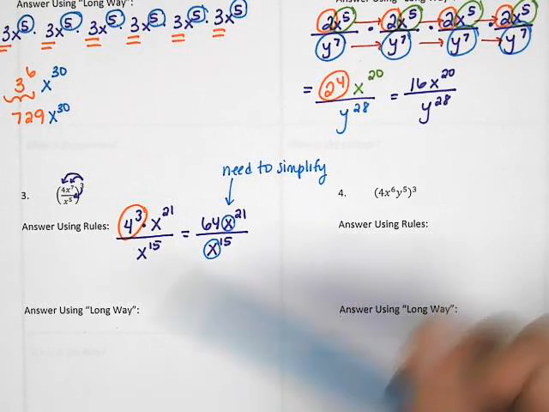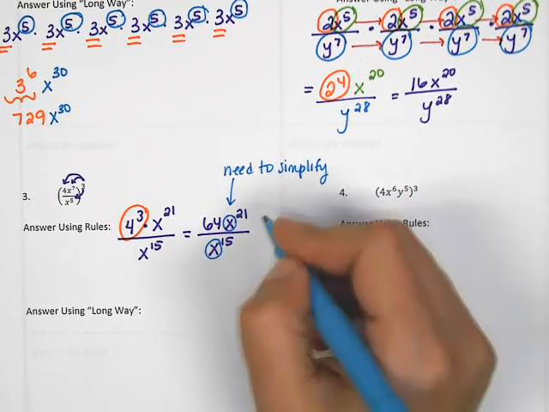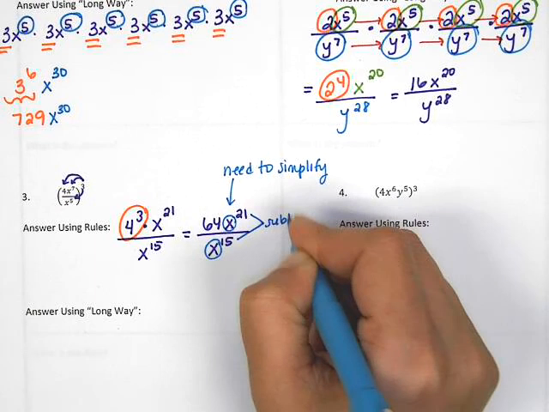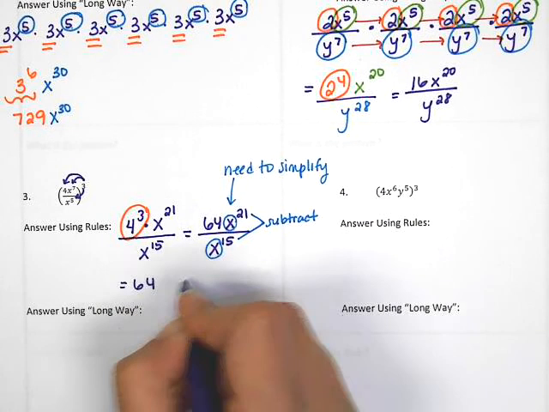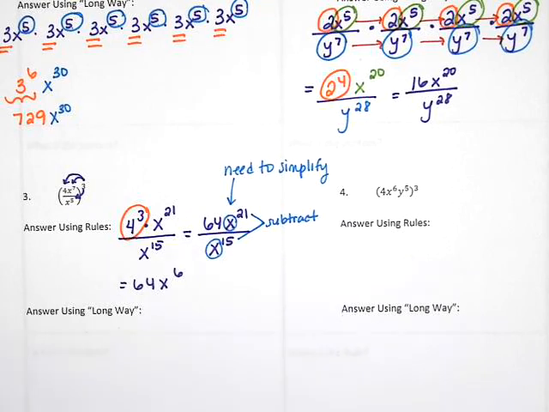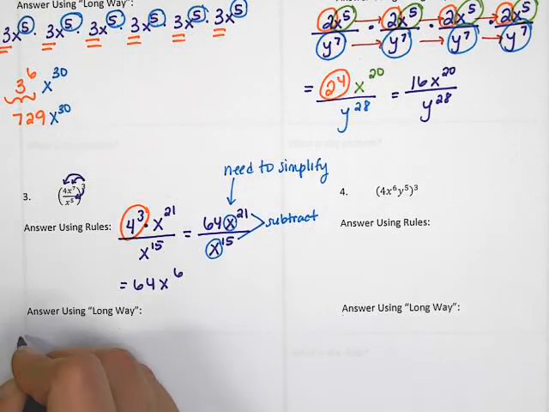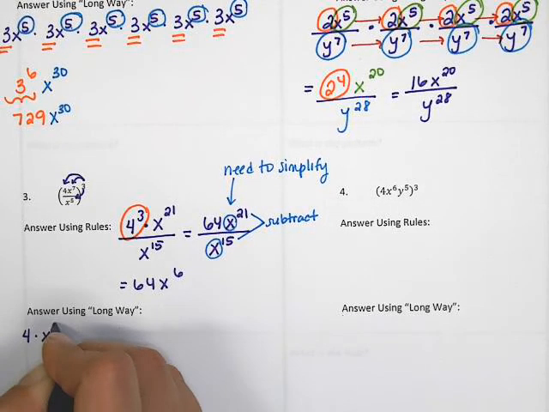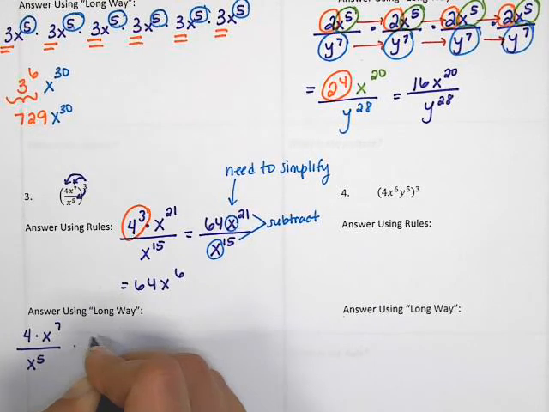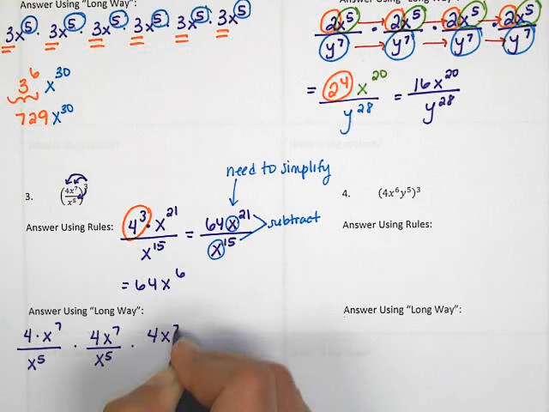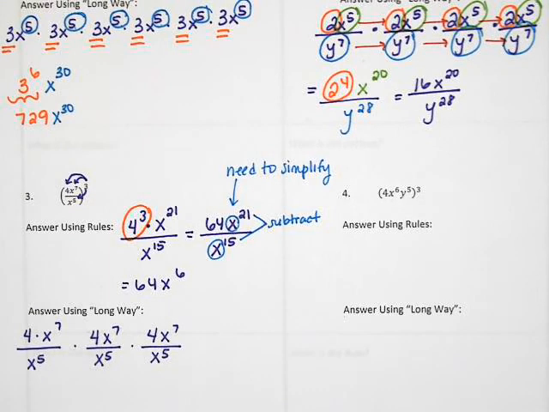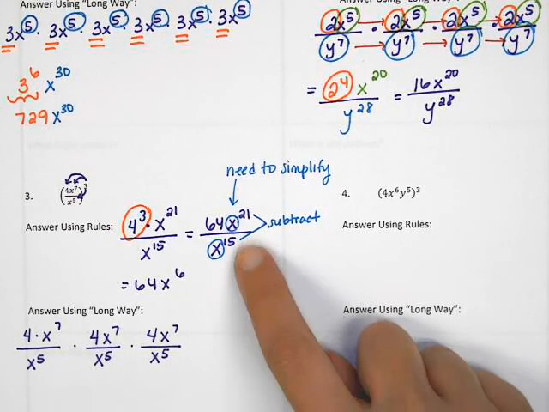Now, this is a division problem, and I know that when I'm dividing, the rule for dividing is that you just subtract the exponents. So I'm going to go ahead and do that, and I'm going to get 64x to the 6th, because 21 minus 15 is 6. Now let's write it out the long way and see what we could figure out from doing it the long way. So if I write this out 3 times, times 4x to the 7th divided by x to the 5th, times 4x to the 7th divided by x to the 5th.